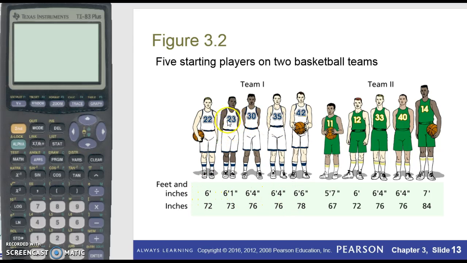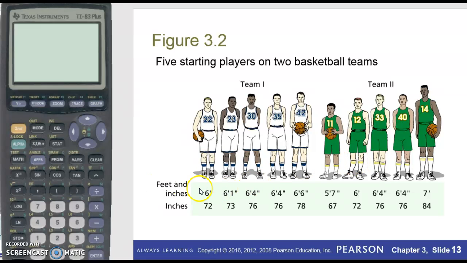Here we have the white team. They go from 6 foot tall to 6'6". But the green team goes from their shortest player at 5'7" all the way up to 7 foot tall. What's interesting about this group is that they have the same average.